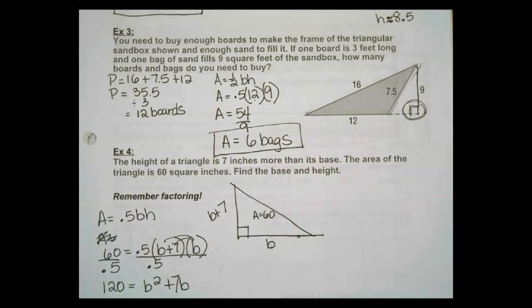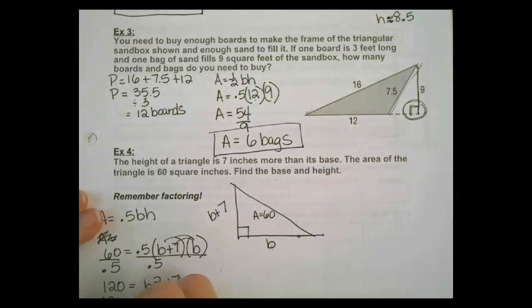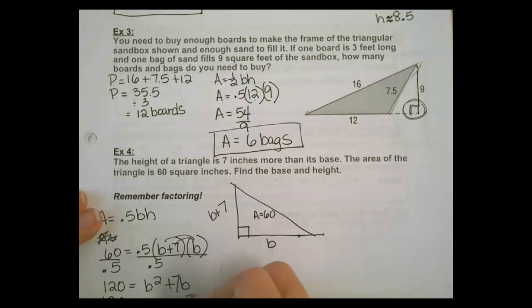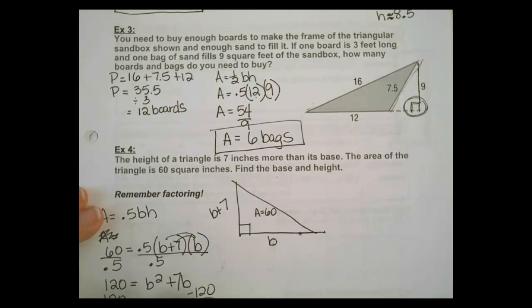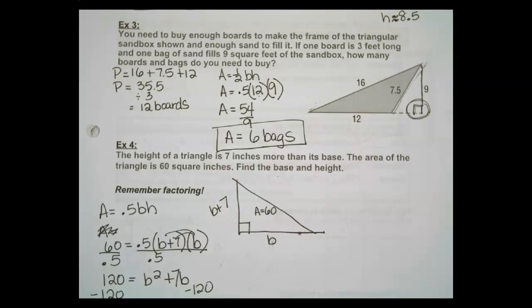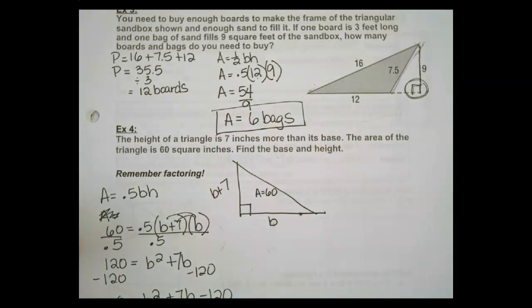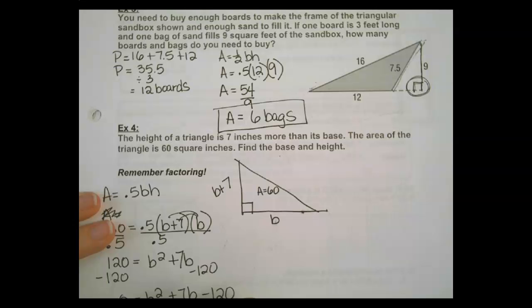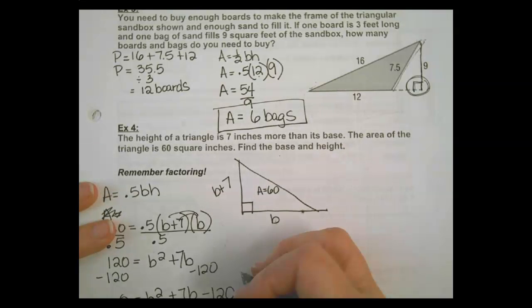Okay, I am going to subtract my 120. Oh wow, we're going back in the day now. So 0 equals b squared plus 7b minus 120. And then if you can remember, you multiply these two together. Oh my goodness. This guy comes up front. This guy's at the end. What factors of 120 when added equals 7b?